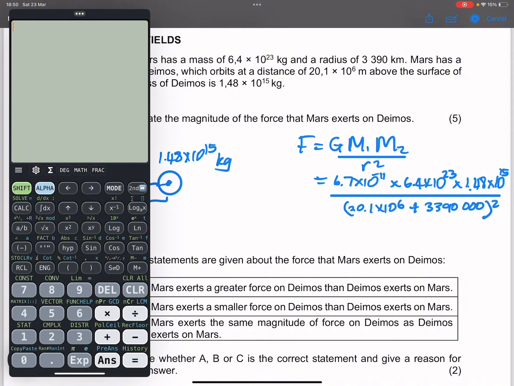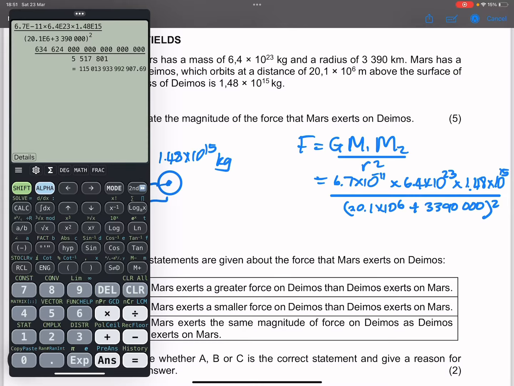Right, so we're going to say, this is 6.7 exponent, and please use the EXP button next to the answer button usually in your calculator, multiplied by 6.4 exponent 23, multiplied by 1.48 exponent 15, and this is divided by, so I'm going to open brackets there, 20.1 exponent 6, plus 3,390,000. Okay, and remember this is all squared.